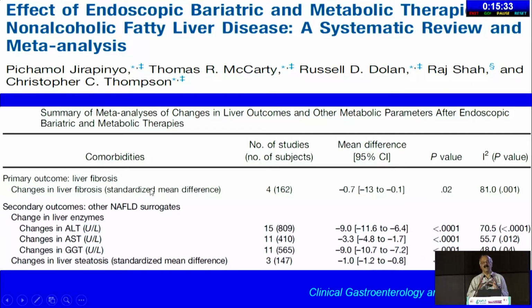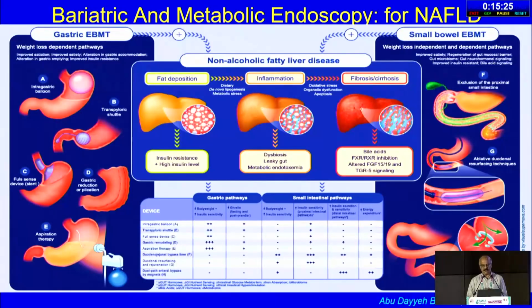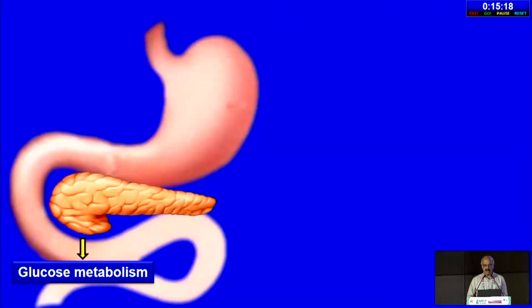We have very few actual biopsy studies, but definitely if you look at the liver enzymes, the changes are fairly dramatic, indicating that there is significant improvement in these patients. Now, this is regarding the part about restrictive therapies. Now, what about the metabolic therapies?